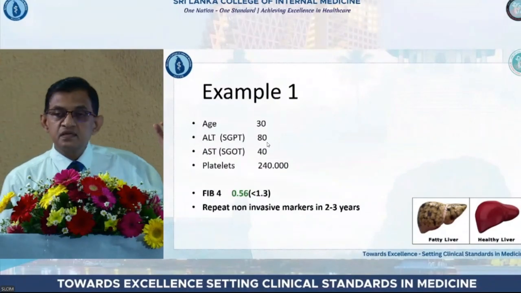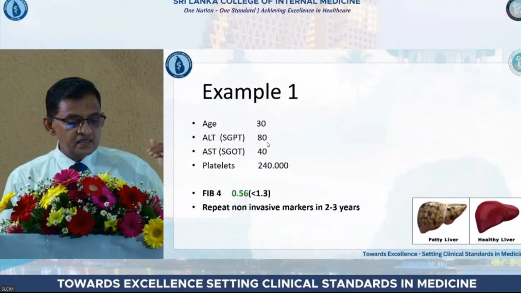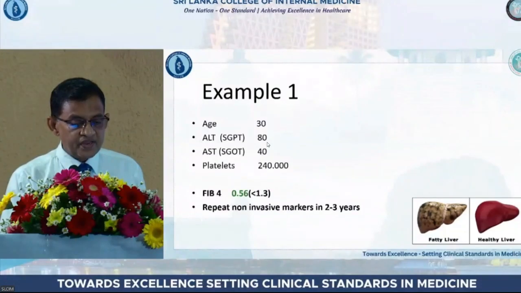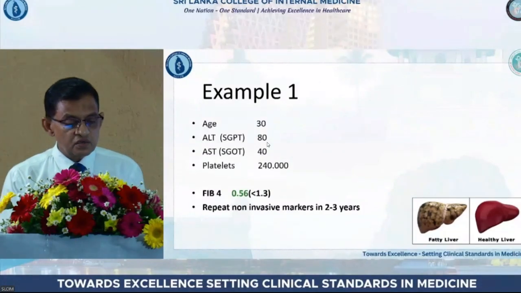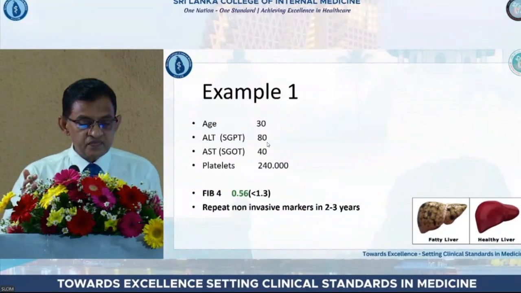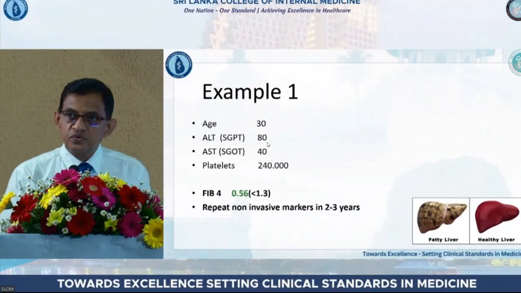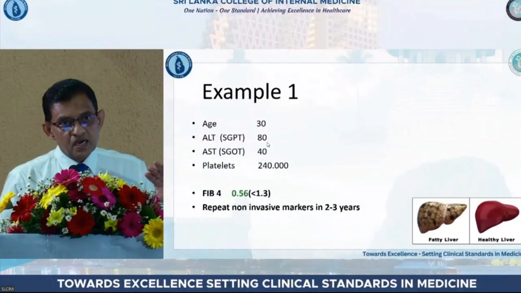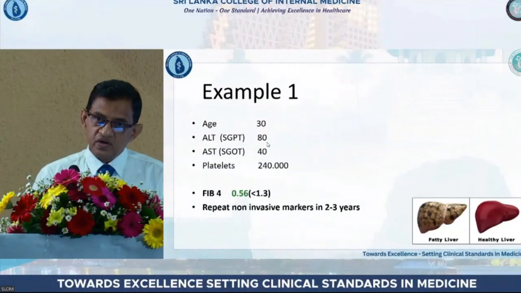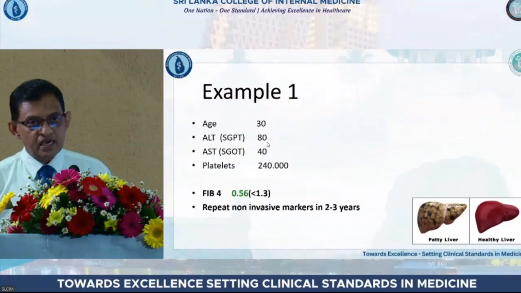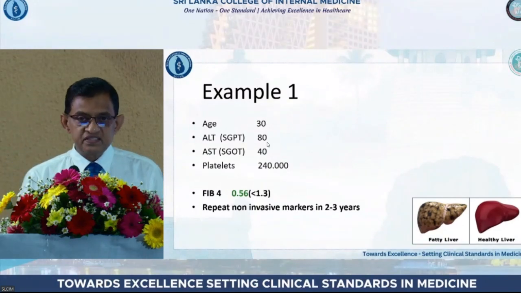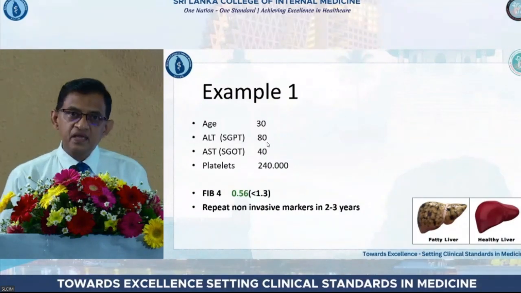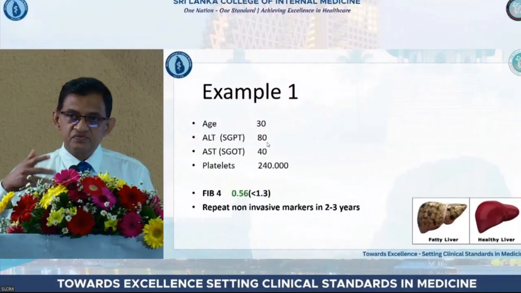A 30-year-old with elevated ALT, that's 80, AST 40, and platelet count of 240,000. FIB4 is 0.56. So it's very much lower than 1.3, which is the cutoff. And for this person, a FIB4 score every 2 to 3 years is sufficient. But because he has a fatty liver, he should undergo screening for metabolic risk factors like diabetes, IGT, hypertension, ideal weight, obesity, right? And you start lifestyle modifications in them. Then he can undergo the FIB4 score every 2 to 3 years.